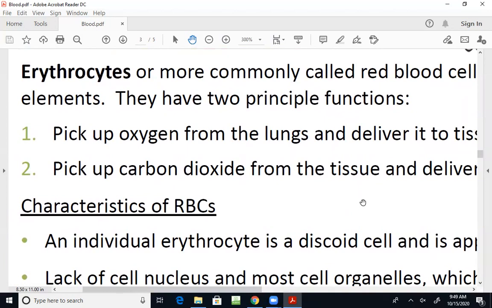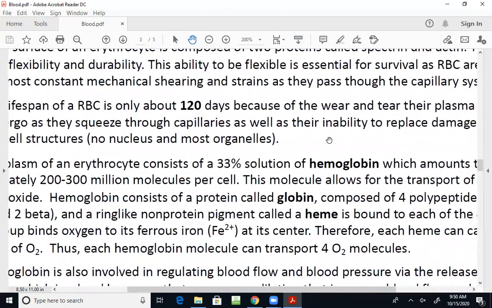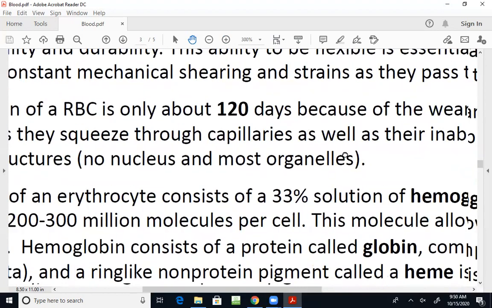All right, what we'll do now, we'll move off of plasma, not a whole lot to talk about with that, and we'll then go into our formed elements, beginning with our red blood cells or erythrocytes. There's a couple different things down here at the bottom to fill in.